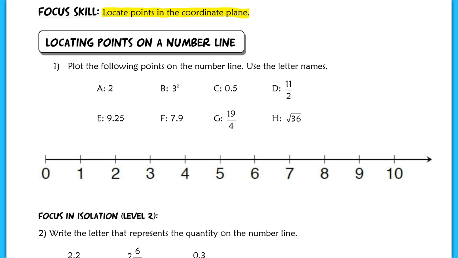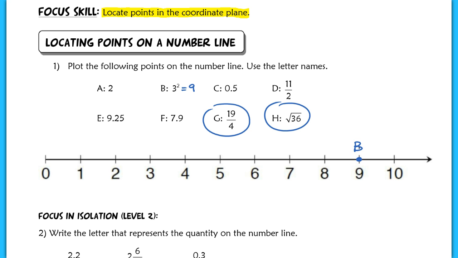Now I'm just going to pick a few of these to plot, and then you guys can try the rest on your own. I'm going to do B, G, and H. Okay, so for B, before I try to plot this, I need to make sure I evaluate 3 squared. So B is supposed to equal 3 squared. Well, 3 squared is 9. So when I evaluate that, now it's really easy to plot. I go to 9, put a point here, and make sure you're labeling that with a B.